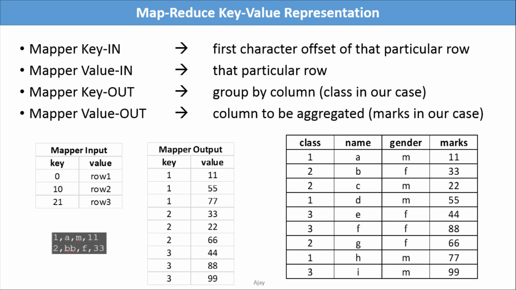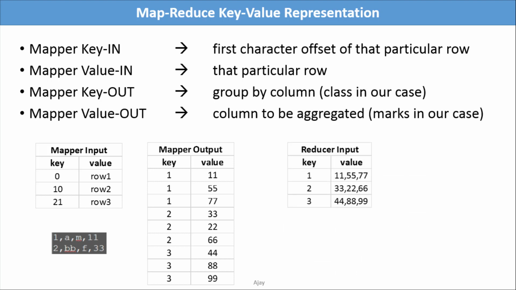Chances are that each set of output from the mapper may arise from different nodes, since the mapper gets executed in the node where the data is present. After the shuffle and sort, all the data which has the same key goes to the same reducer, and hence the input to the reducer looks like this.